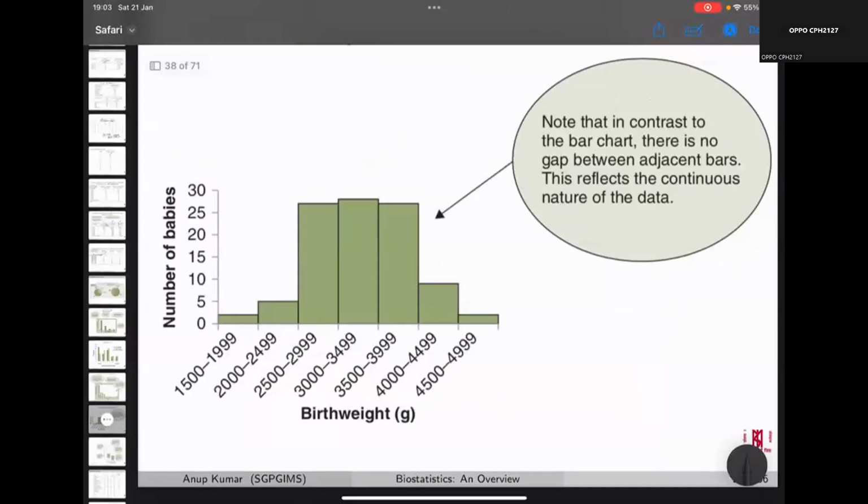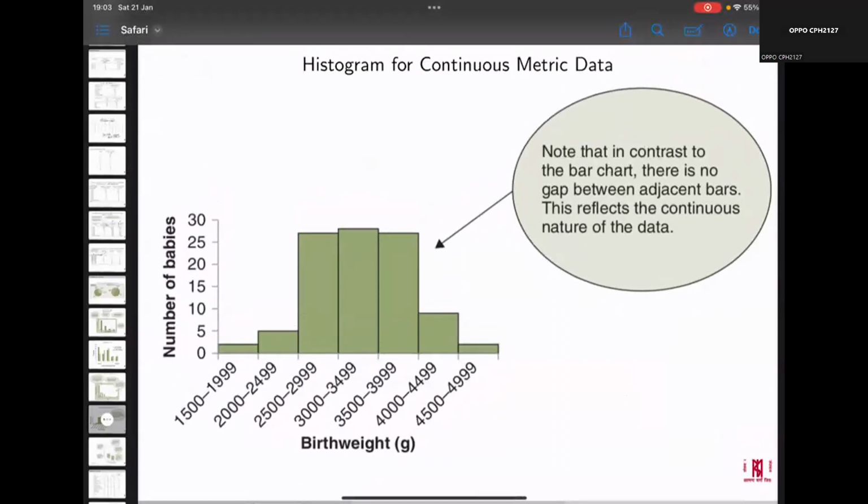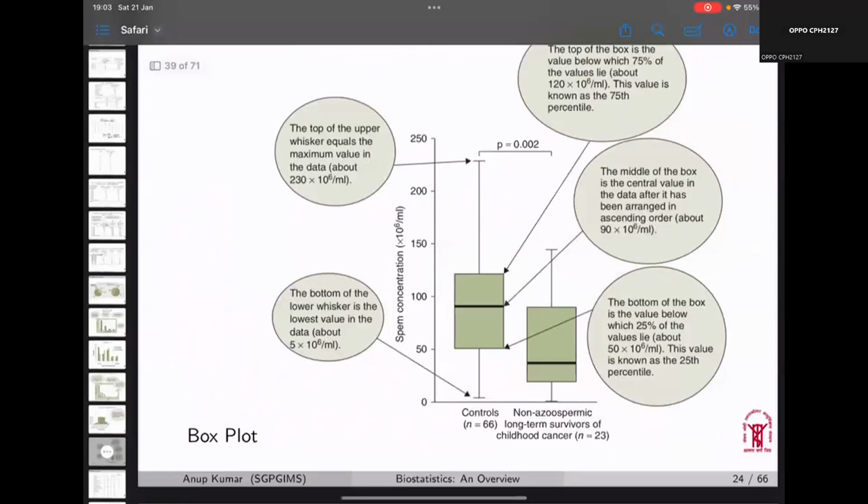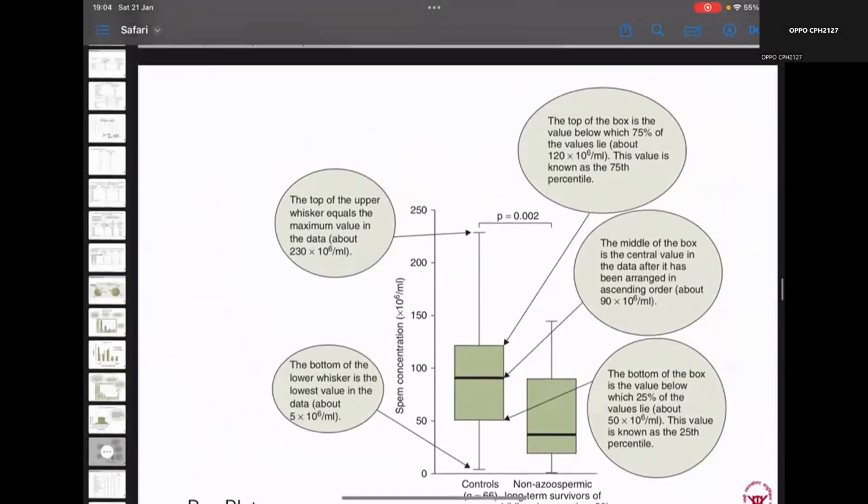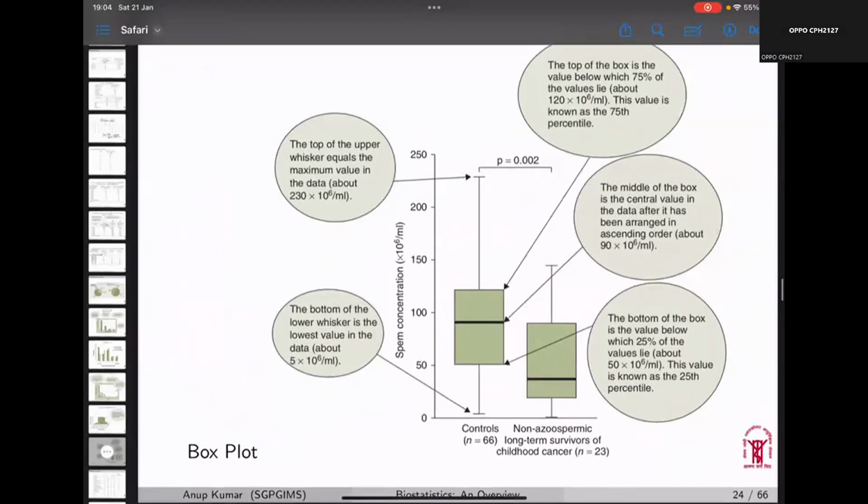And again, if your data is continuous metric data, for that, you can go with the histogram. So you can see there is no gap in the histogram. It actually represents the continuous nature of the data. Okay. This particular graph is termed a box plot, and this is one of my favorite charts.